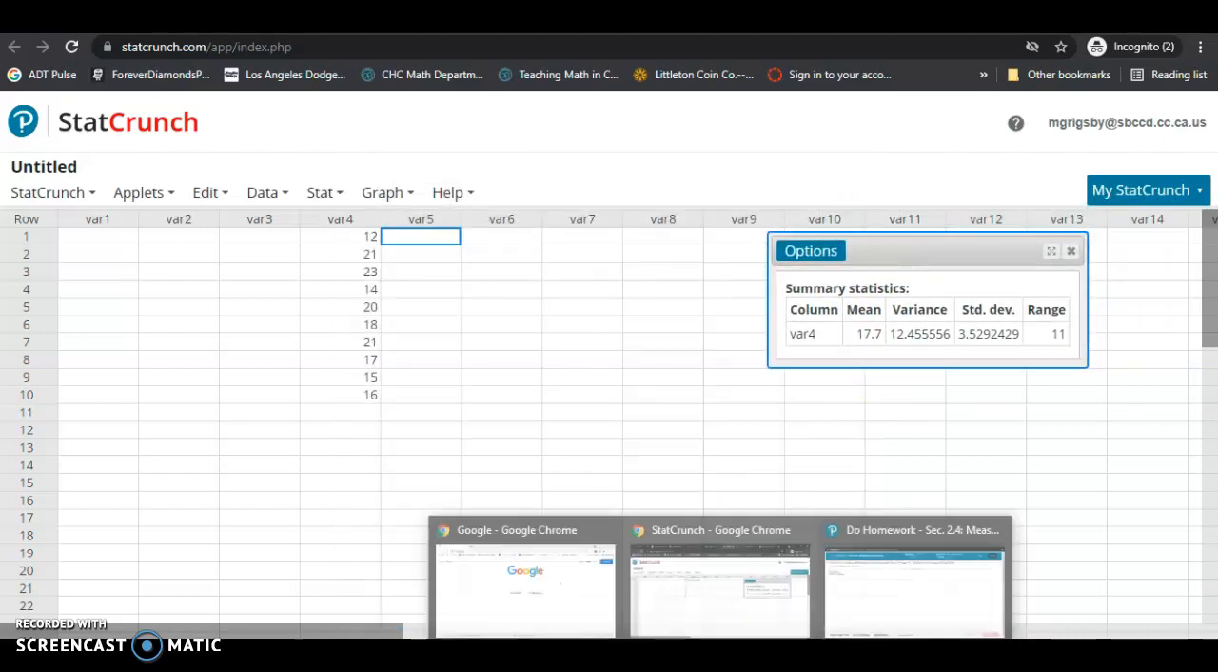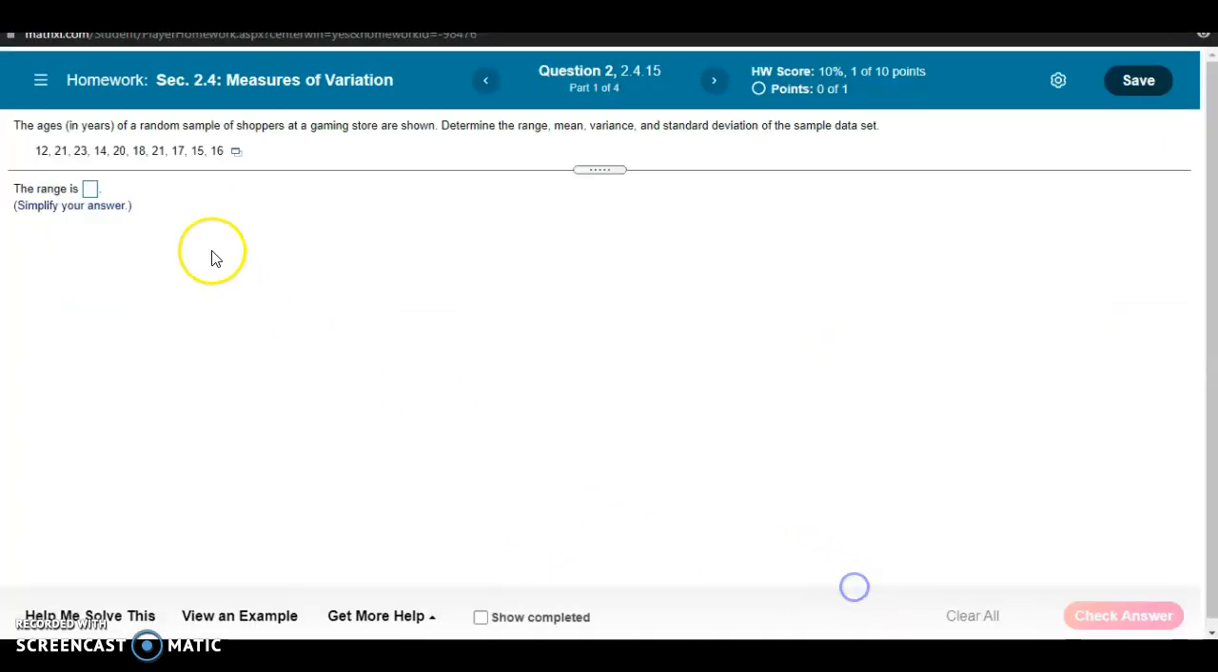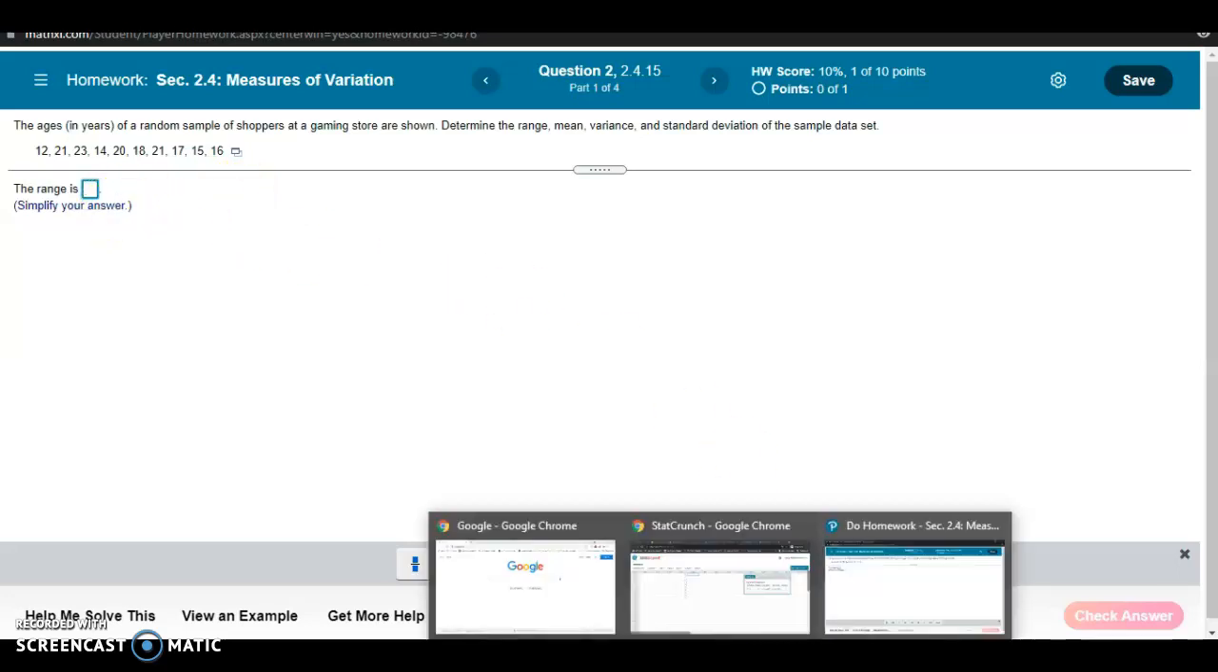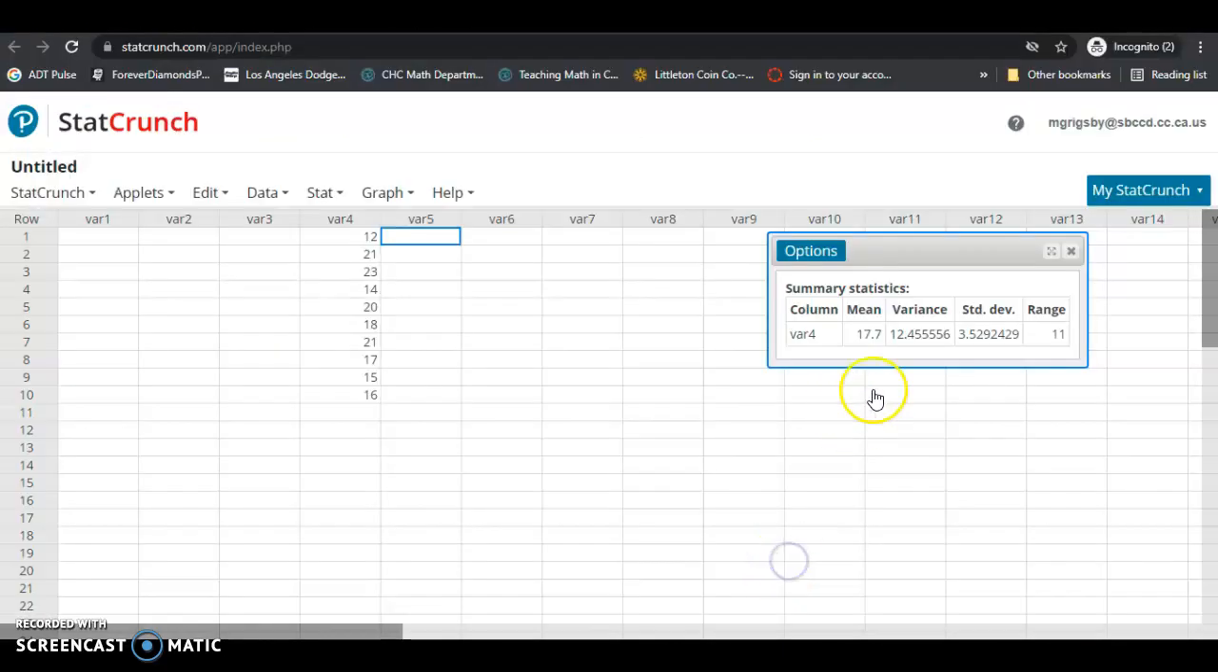Okay, and let's go back to the question. Remember the range is the largest value minus the smallest value, so you can probably eyeball the largest value and then eyeball the smallest value, and then subtract the two to get the range. But when we do this in StatCrunch, it'll give it to you automatically. So the range is 11.